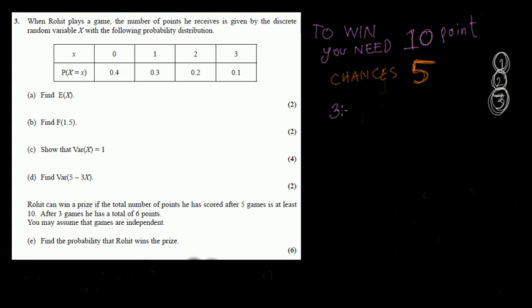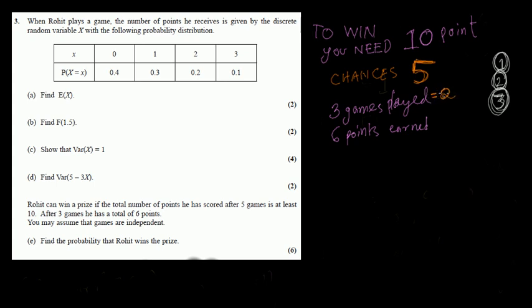3 games played and 6 points gathered. 6 points earned. If you have played 3 games already, now you have only 2 chances left.